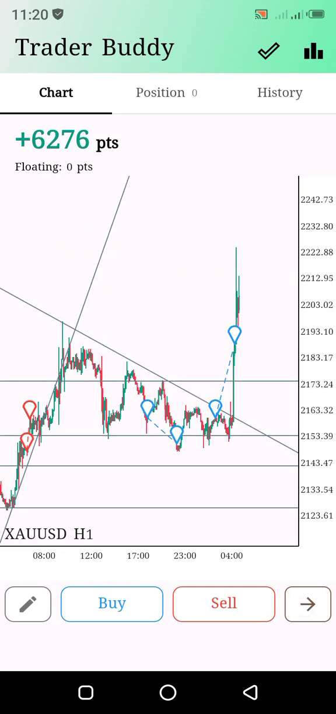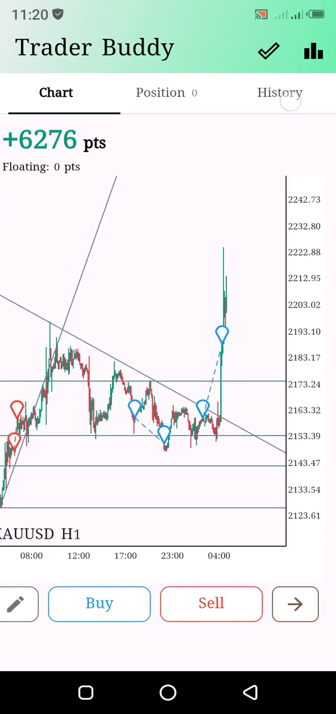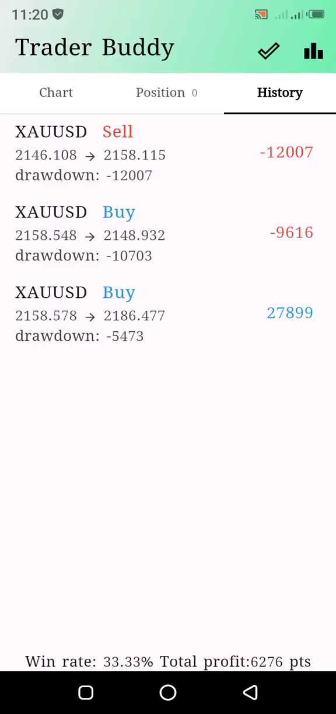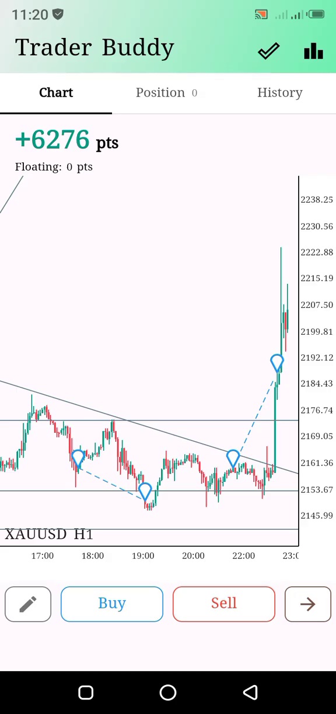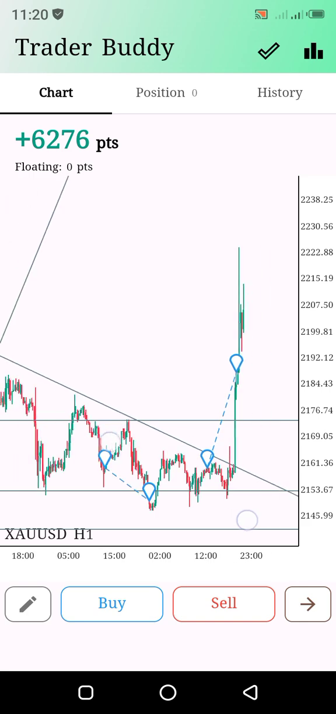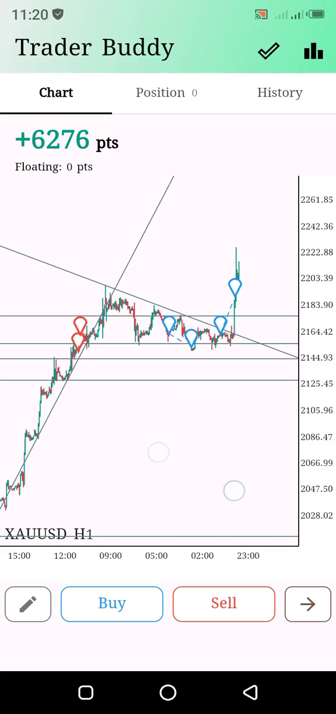After some time, TP gets hit. Okay, TP gets hit, we have 27k in profit. So yeah, that was my move. Okay, all you have to do is wait for price to take out the previous low, after which then you can take your entries for buys. Simple as that.